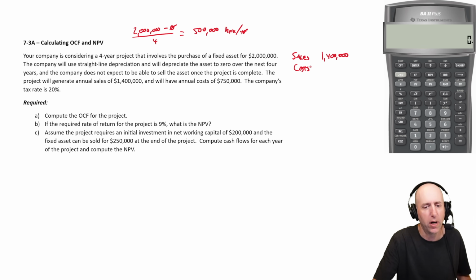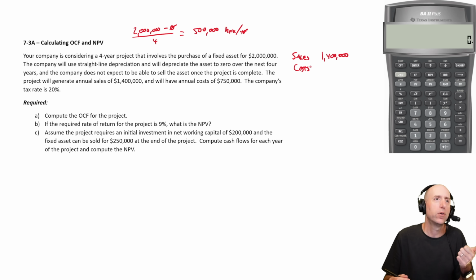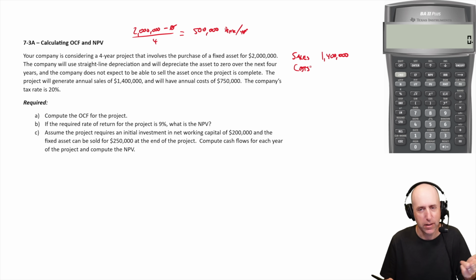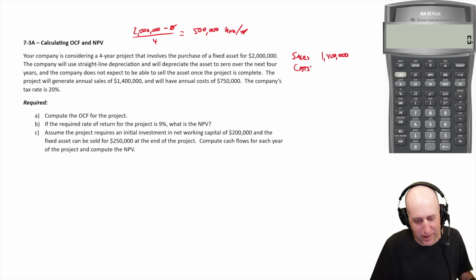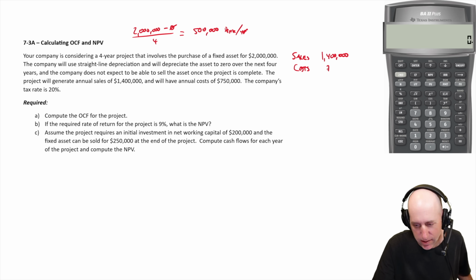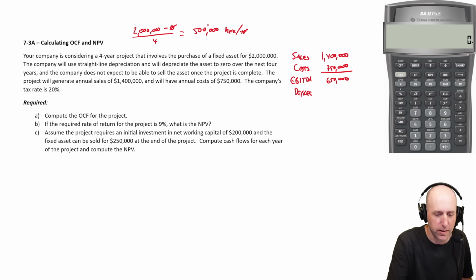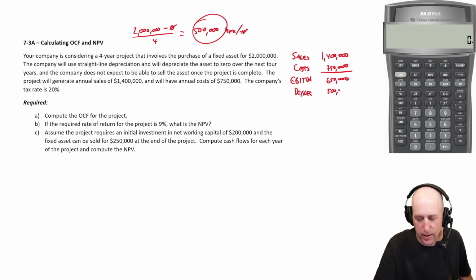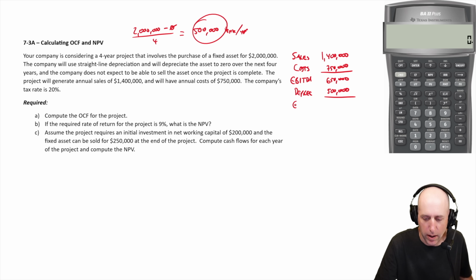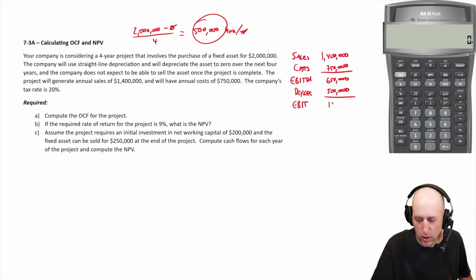Minus those cash costs, so cost of goods sold, selling and admin expenses, maybe research and development costs. The total of those cash costs is $750,000. So 1.4 million minus 750 is 650. That's my EBITDA, my earnings before interest, tax, depreciation, and amortization. We'll take out our depreciation to get EBIT. Our depreciation here, $500,000, we just calculated that. So our EBIT is $150,000.